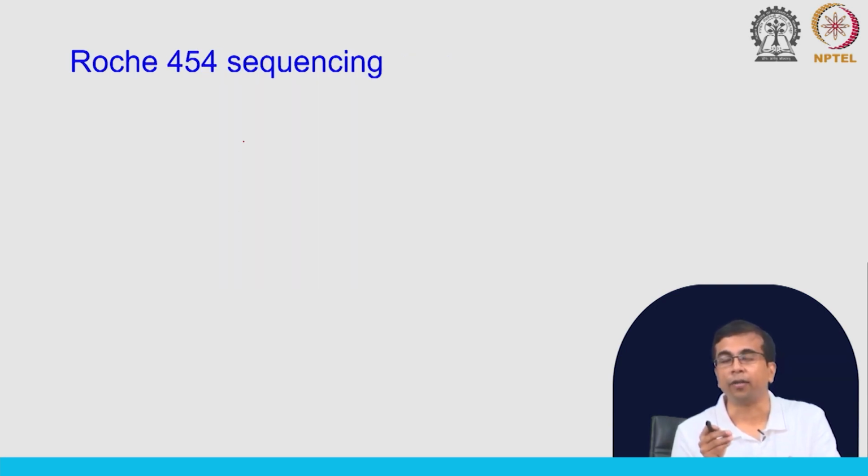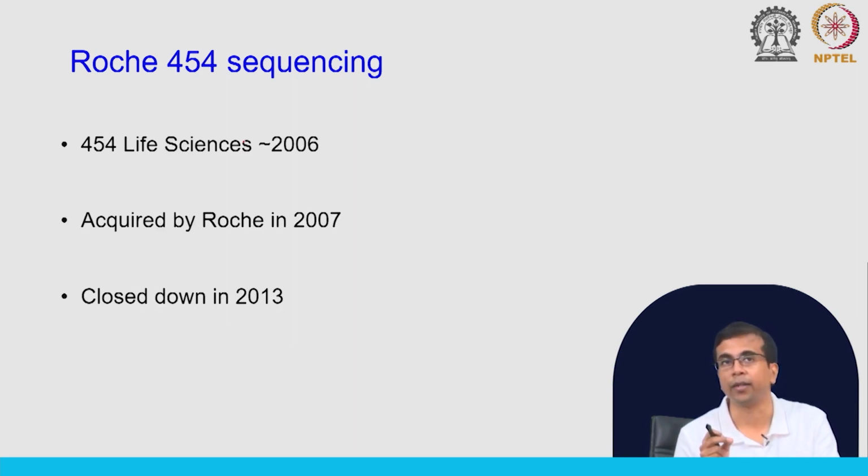Okay, so, let us now talk about the 454 sequencing method itself. This was the first NGS method that was developed. It was developed by a company called 454 Life Sciences around 2006, and in 2007 it was acquired by the company Roche. This 454 sequencing was closed down in 2013. We will talk about why this was closed down so quickly, within 6 years.